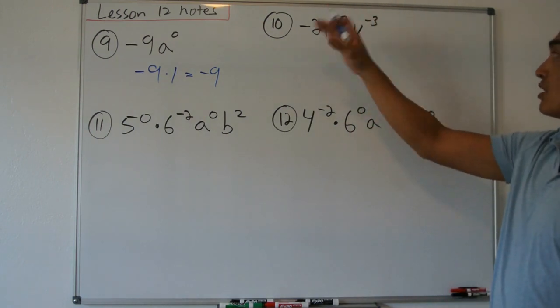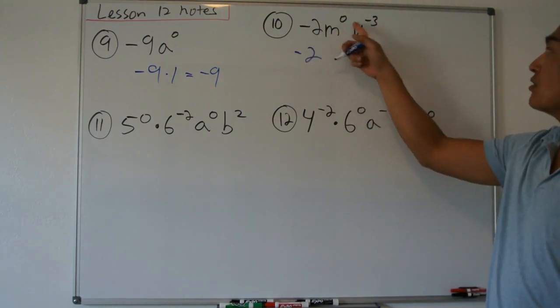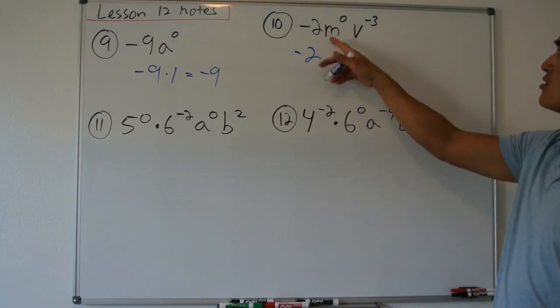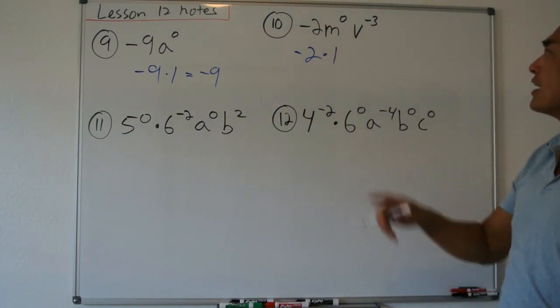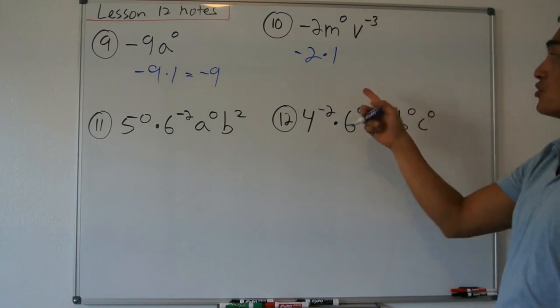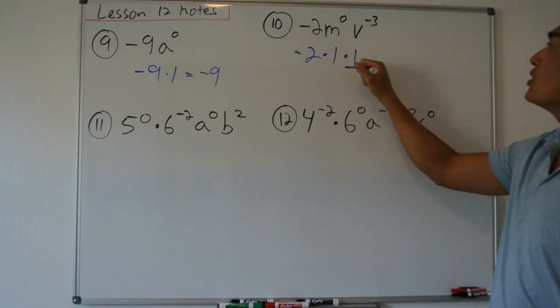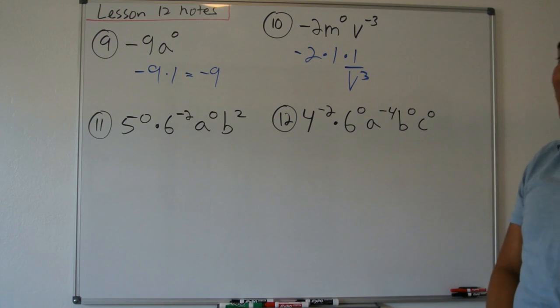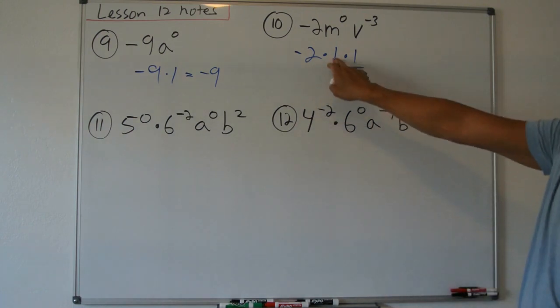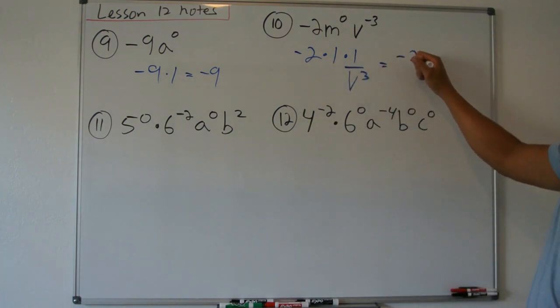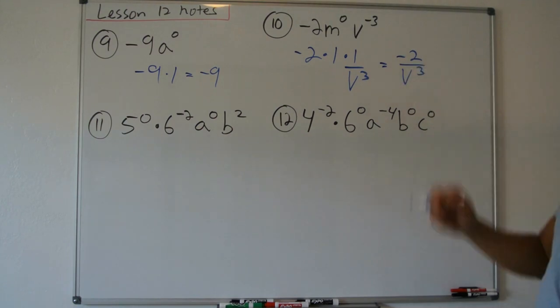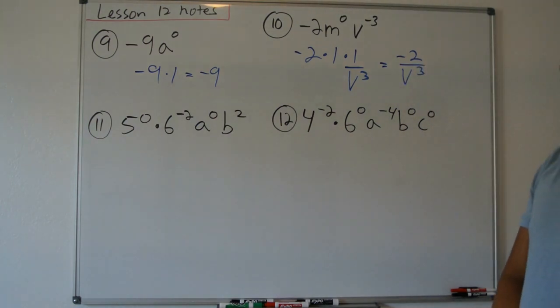That 2, just ignore that for a second. That's not part of the 0 or negative. Okay? So I know that turns into a 1. And I know that one, I want to get rid of it, and it turns into a fraction, so it becomes 1 over v to the 3rd, like that. Okay? So negative 2 times 1, that's really easy, it's just negative 2, and then v to the 3rd. Alright? Let's move on to number 11.